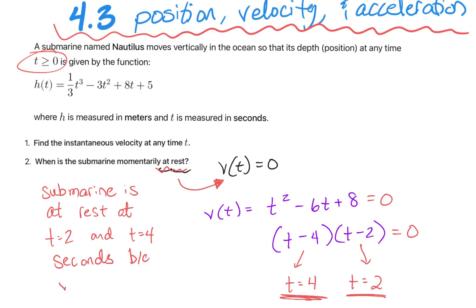Because v of t, which is equal to h prime of t, is equal to 0. Cool. So that's a super well thought out, explained answer. Now you can think about what this submarine might be doing. Why is it at rest at those times? Maybe it's changing directions. If we were to determine that, we'd probably make a sign chart and see if v of t was changing signs around 4 seconds and around 2 seconds.